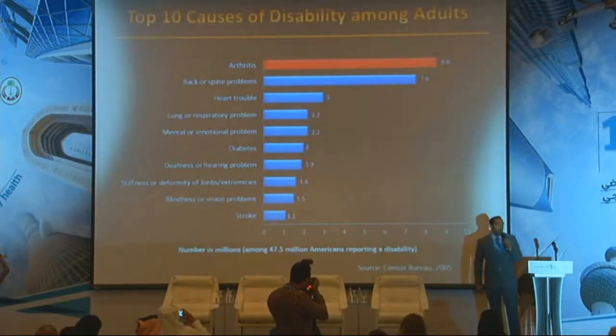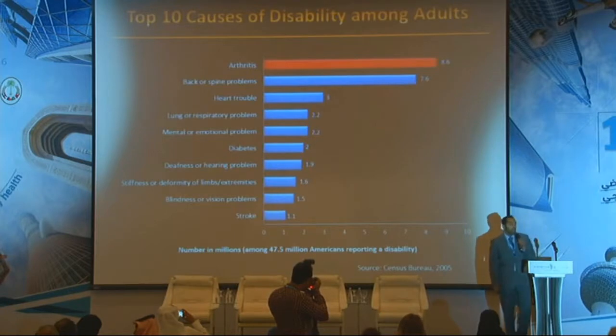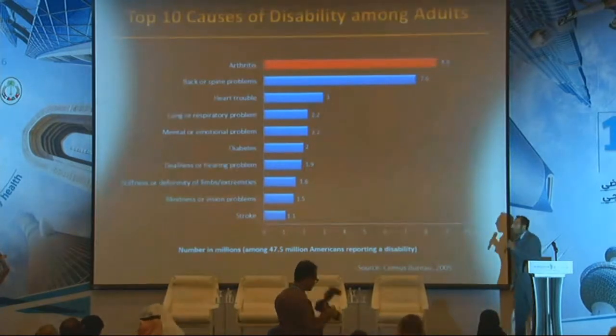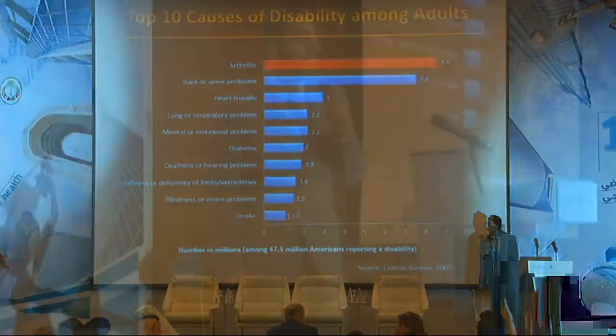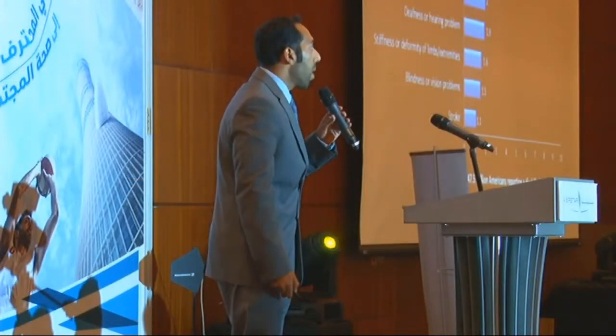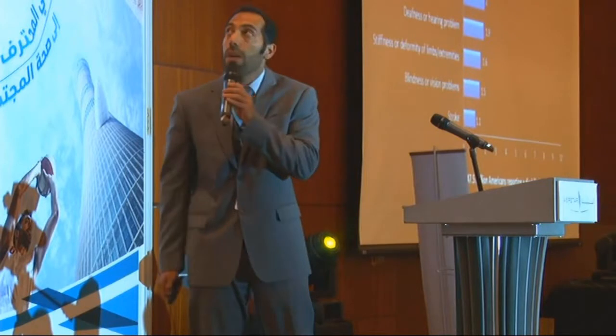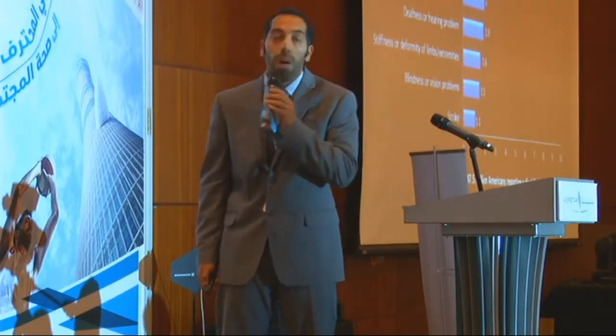Arthritis is considered to be the first disease which causes disability in the world, compared with other chronic diseases such as diabetes and heart problems, as you can see there at the top, the red bar.